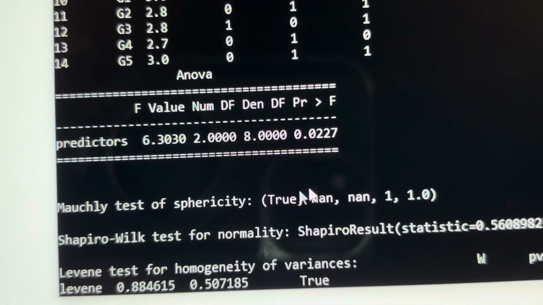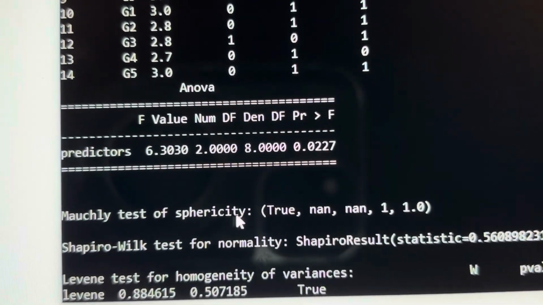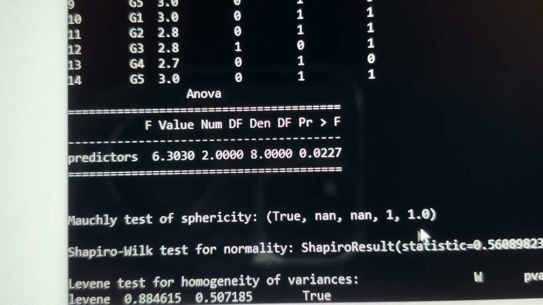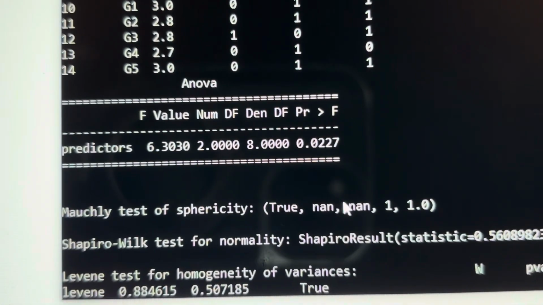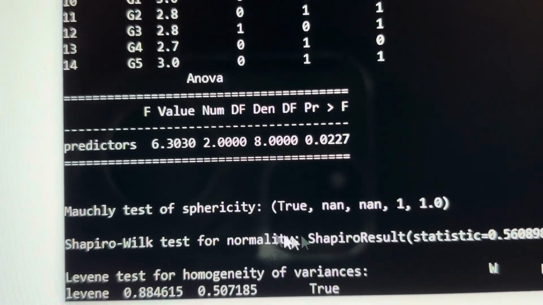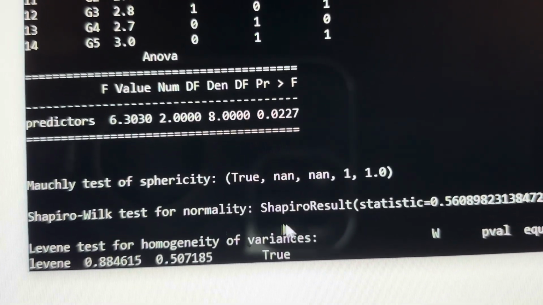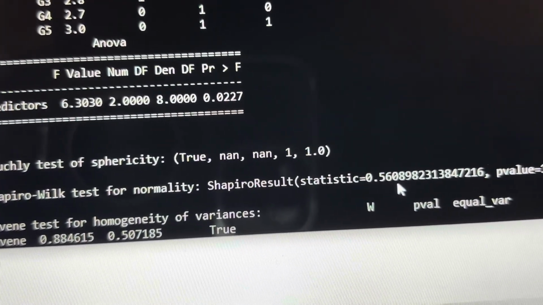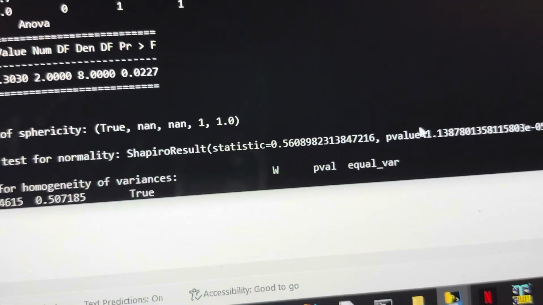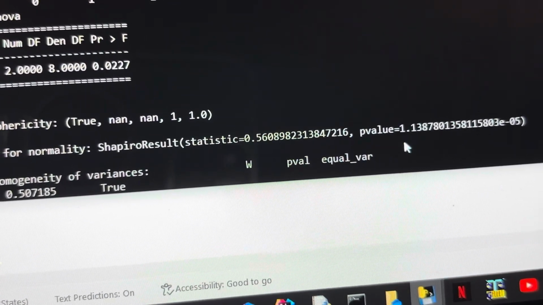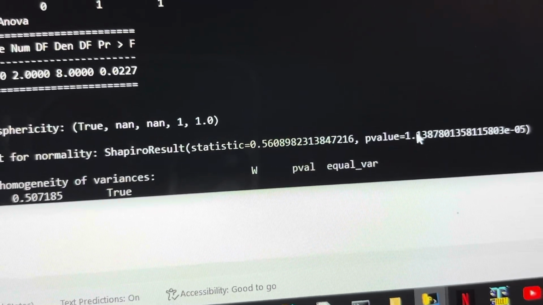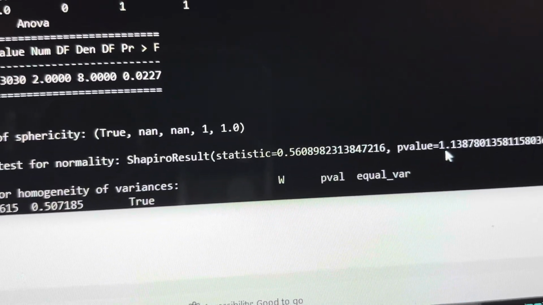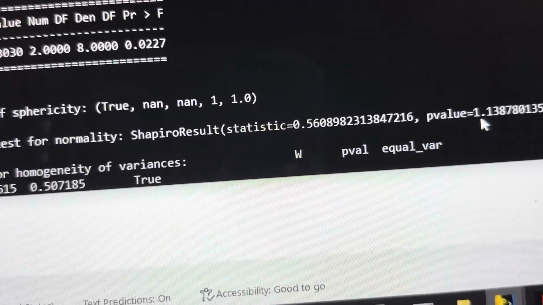Now the Mauchly test of sphericity is telling us that it is true, and these are the values with a non-number in between. The Shapiro-Wilk test of normality, the result is this, and then the p-value is 1. This one is significant because when you look at it, it is more than 13 zeros, just like that.